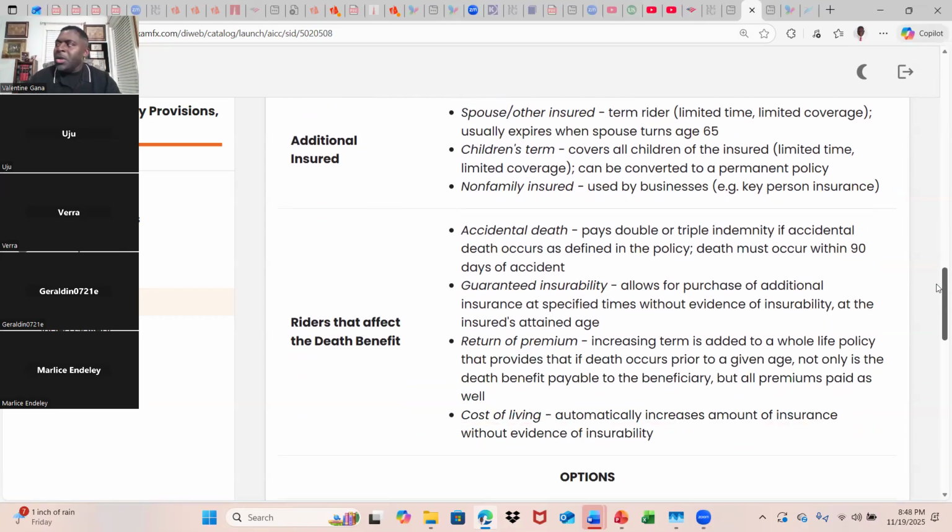Additional insured, you can add additional insured on your policy. You can add your spouse, you can add your children as riders. They call them children's riders. You can also add some other family members as riders to a policy. So accidental death, we talked about it.